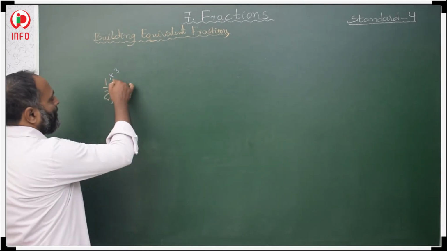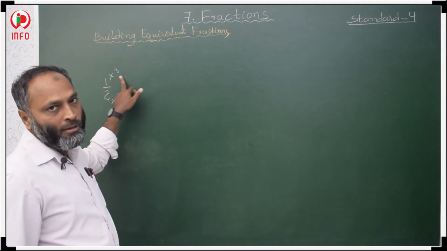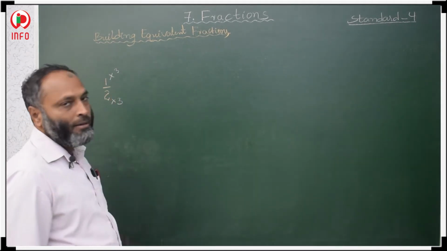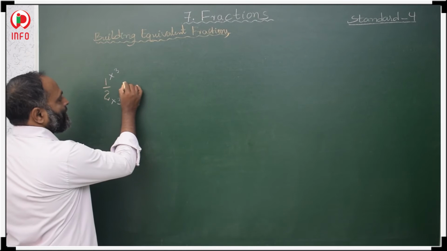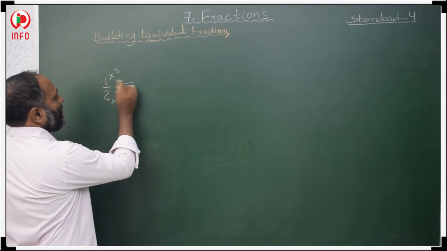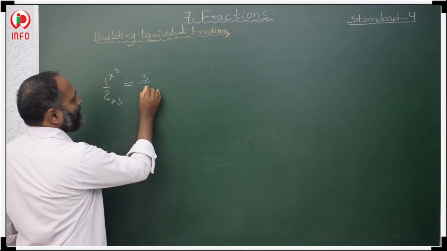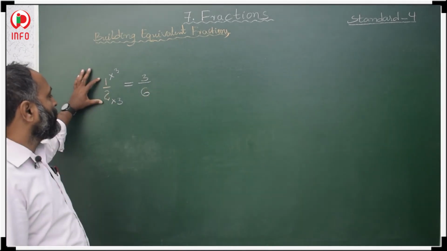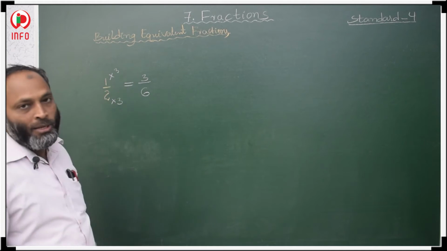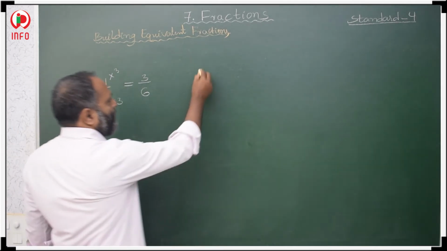So here we are multiplying both the numerator and the denominator with 3. Then what is the answer? 1 times 3 is 3, 2 times 3 is 6. The equivalent fraction of 1 by 2 is 3 by 6. And after that, one more.